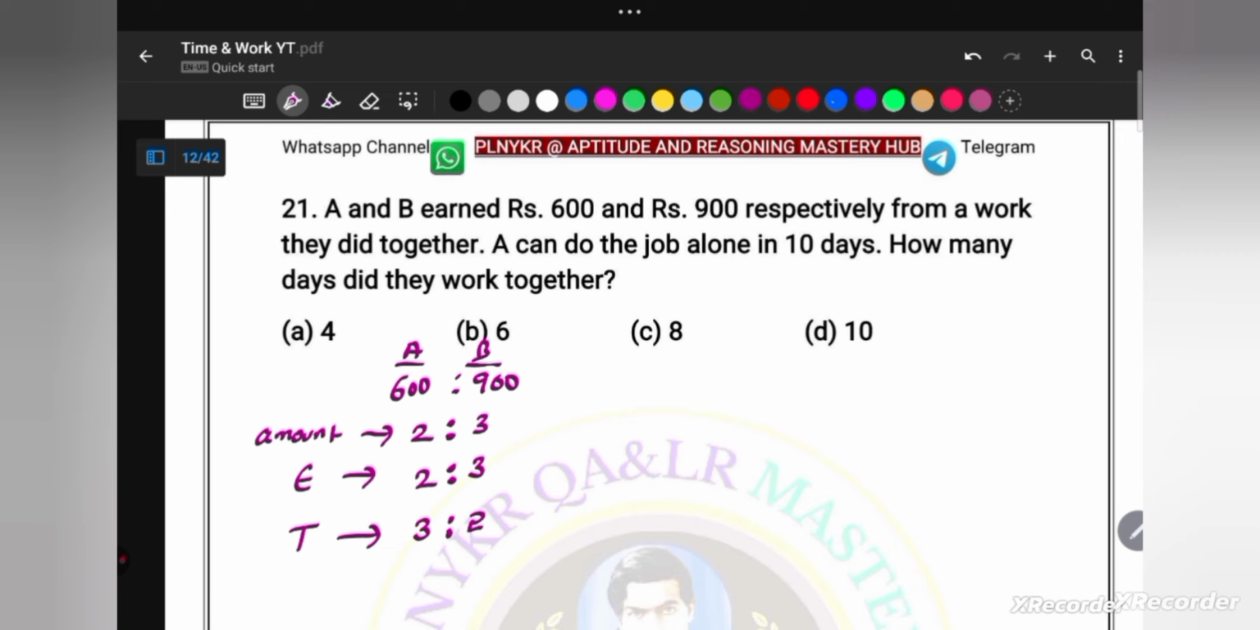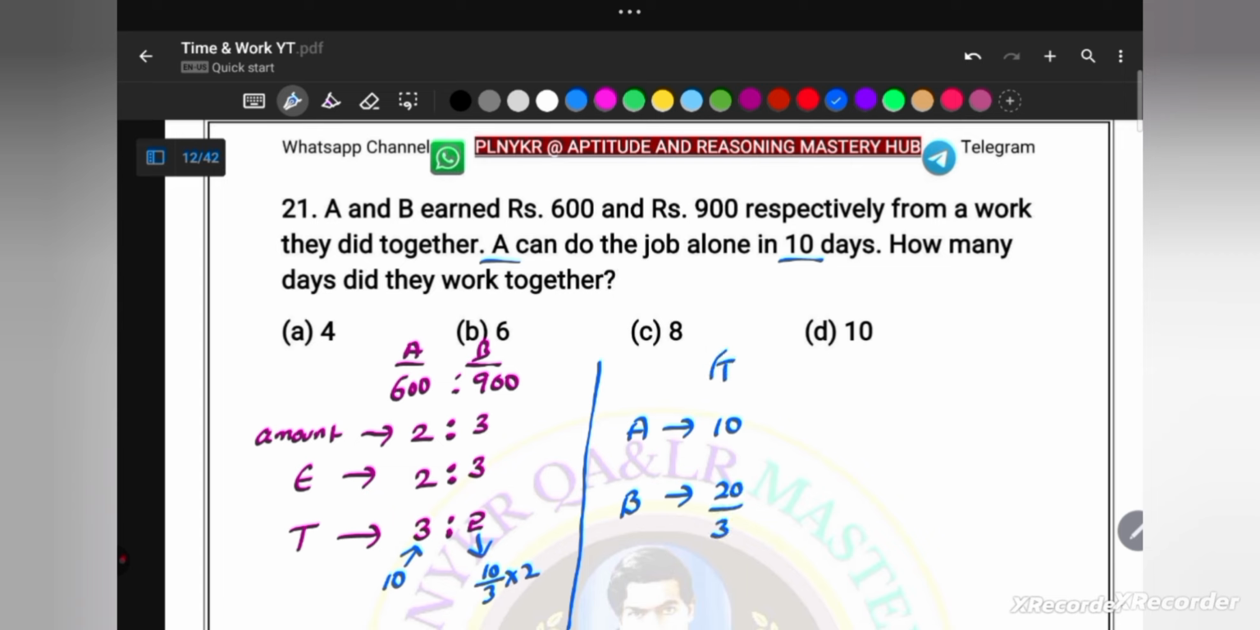But in the question it is clearly given that the time of A is 10. So 3 parts equal 10. Now how much will be 2 parts? It will be equal to 10 by 3 into 2. That will be 20 by 3. Now coming to the times given here, A is taking 10 days, whereas B will be taking 20 by 3.